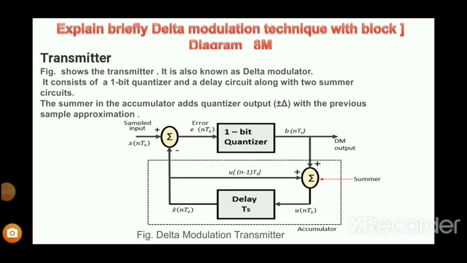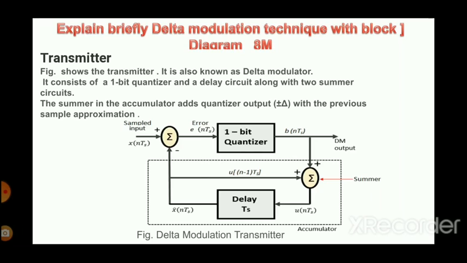Explain briefly delta modulation technique with block diagram. The figure below shows the delta modulation transmitter. The sampled input will be given to the summer. The output of this error is given to a 1 bit quantizer. The output of that is given to one more summer, then to the delay Ts. Again it will be fed back. The combination of summer plus delay Ts is called the accumulator.